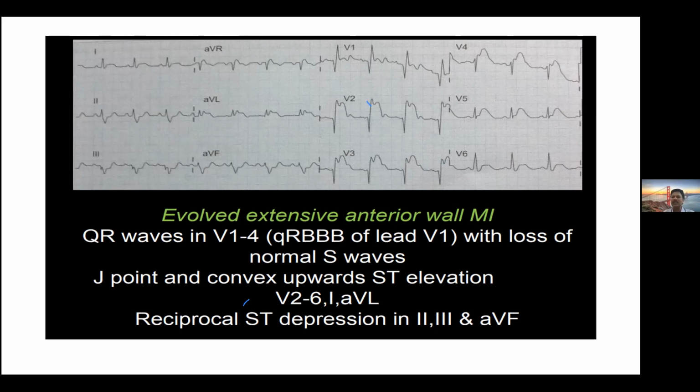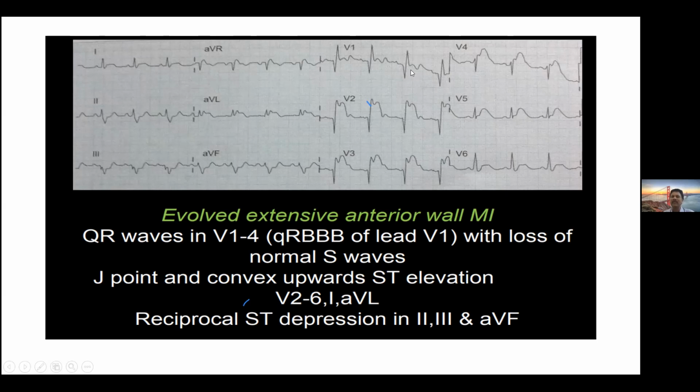On looking into this ECG, there is a Q wave suggesting an anterior MI, which is evolving, and myocardial infarction is happening. And there is ST elevation. It means that ongoing ischemia and infarction is happening. And on top of it, there is a right bundle branch block pattern.